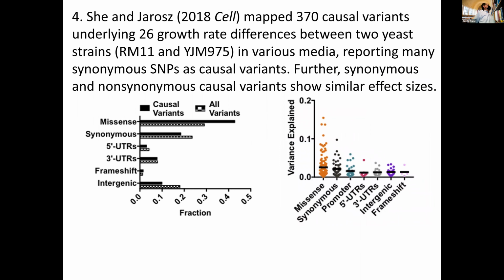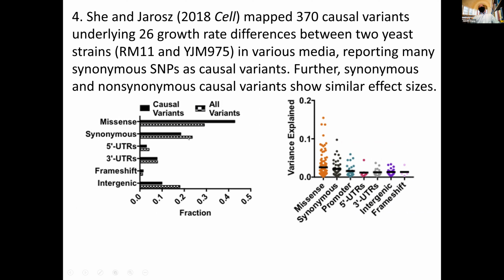And in the same year, there was another paper that tried to do QTL mapping of growth rate traits in yeast between IM11 and YJM975. YJM is a clinical strain. And they designed this QTL mapping that is high resolution. They could map the causal mutation to a single nucleotide. Okay, so they were able to tell whether that SNP is a missense or synonymous, etc.